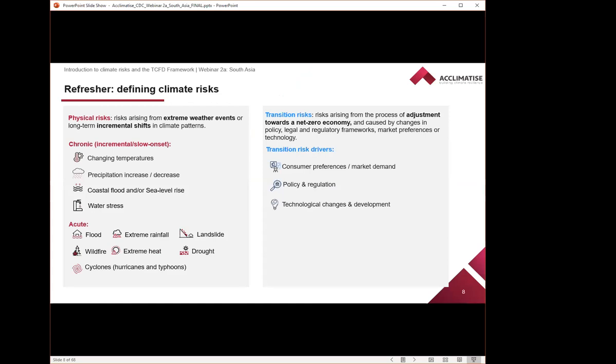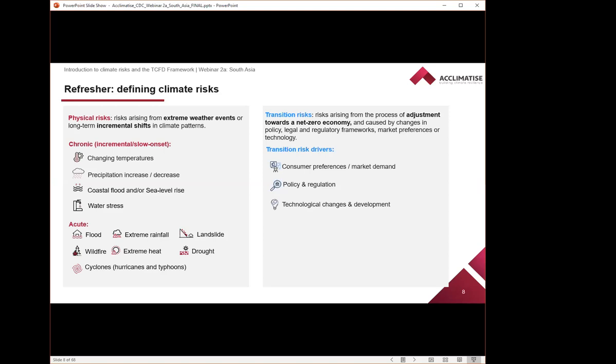Let's take a minute to quickly recap the definitions that we went through the last time, which is physical and transition climate risks, before we proceed. Now, physical risks are those arising from long-term incremental shifts in climate patterns or extreme weather events. Extreme weather events can include rainfall, floods, storm surges, glacial lake outbursts, and clearly South Asian countries are more than familiar with these. But physical risks also include slow onset changes, that are incremental, not easy to spot immediately: temperature rise, average temperature rise, sea level rise, glacial melt, and so on.